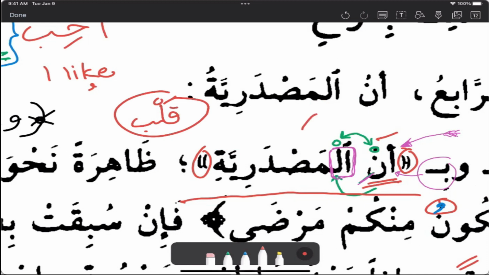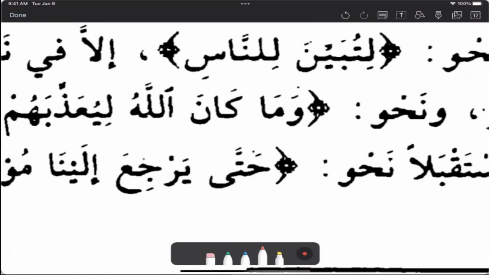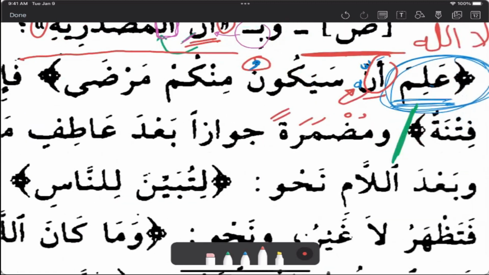You can also call it damir. Same word for pronoun. Damir. Your damir is your heart, because the heart is not apparent. So mudmaratan, also the end could be non-apparent. It's in your heart only. You're not going to say it, but it's like it's in the sentence, and it even still has the power of being in the sentence. It's going to affect the verb without you saying it.